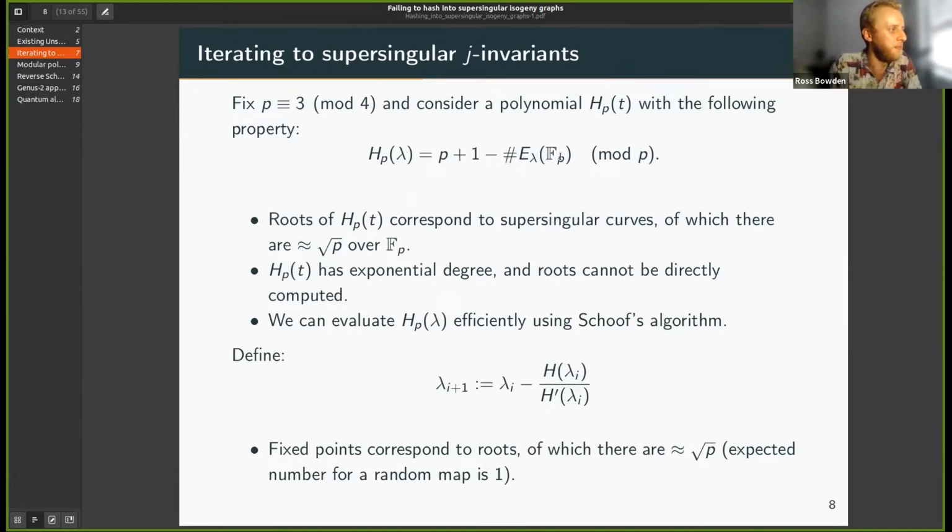Okay, and so if we want to find a root of a polynomial that we can evaluate, this is a setting in which you could do some sort of Newton iteration. So this is our strategy: define this iteration, where we obtain our next lambda from the previous lambda evaluated at h divided by h prime. This is exactly the setting you're in when you do Newton-Raphson iteration. Then the roots of h precisely correspond to the fixed points of this iteration.